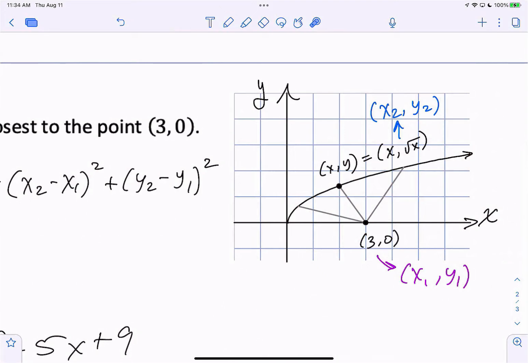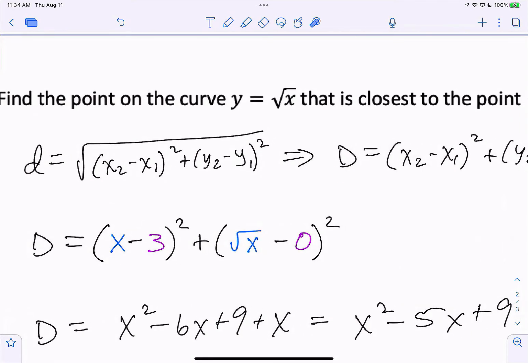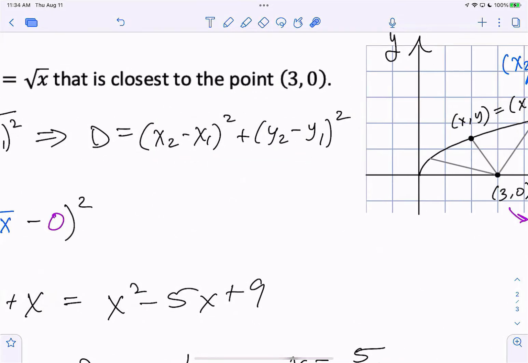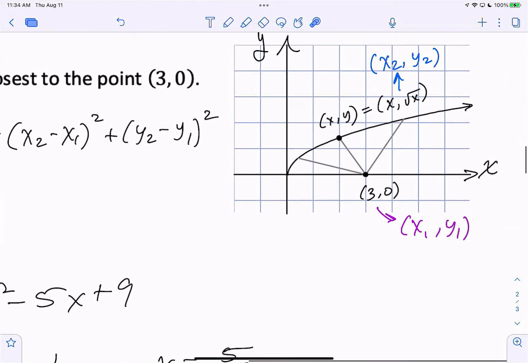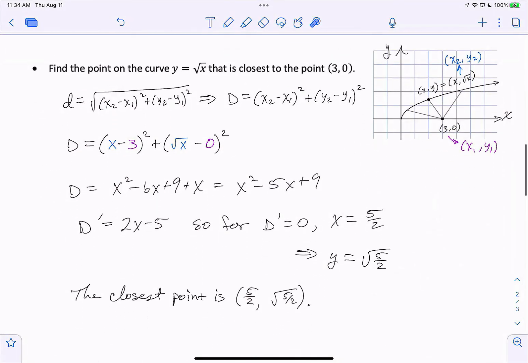I know the distance formula is d equals the square root of x2 minus x1, the quantity squared, plus y2 minus y1, the quantity squared. I will be squaring that, and so I'm finding the minimum of the square of the distance. And then I've identified x, square root of x as x2, y2, and then 3, 0 as x1, y1. And with that, I have that uppercase D is equal to x minus 3, the quantity squared, plus the square root of x minus 0, that quantity squared.